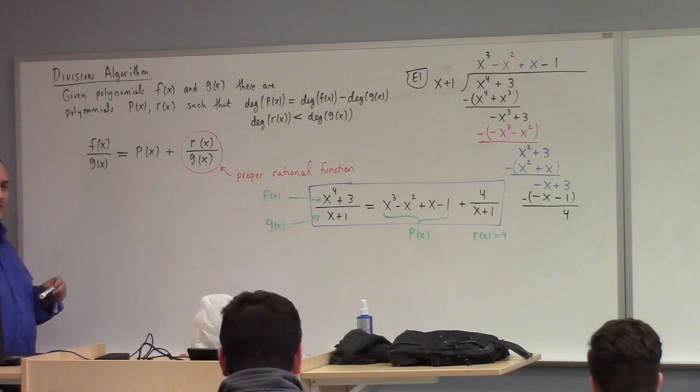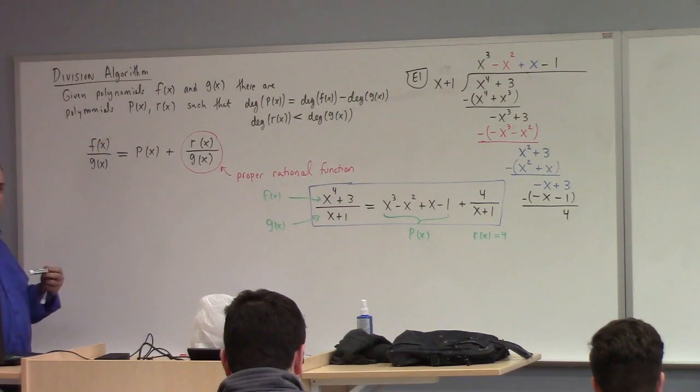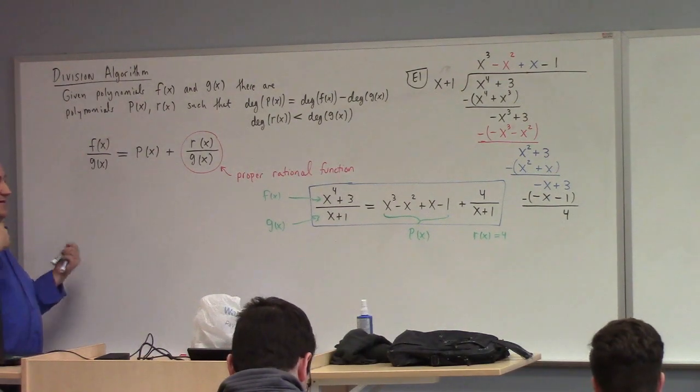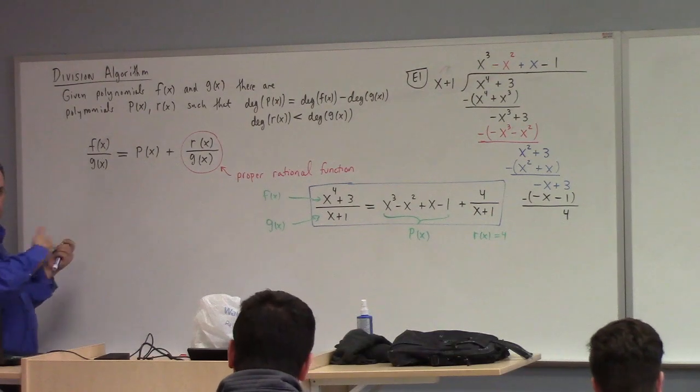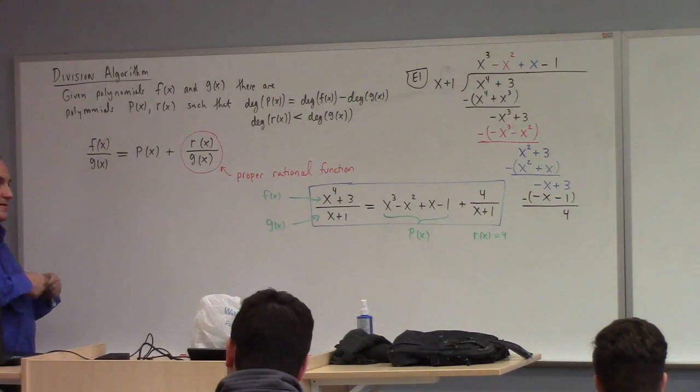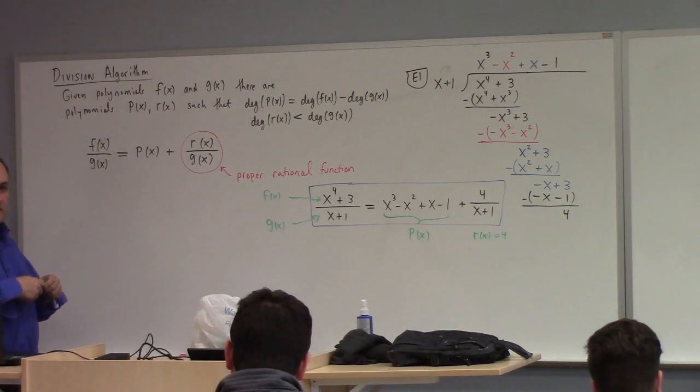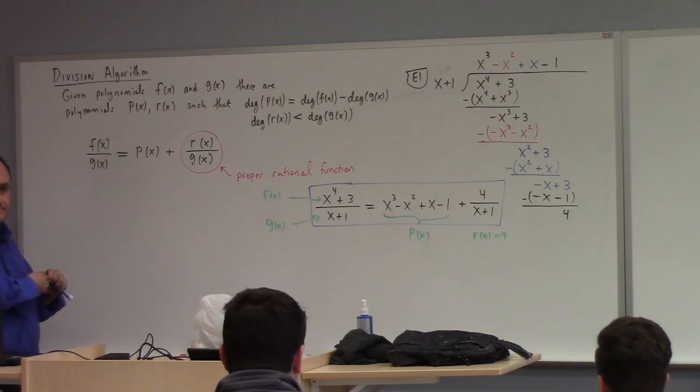There's one homework problem that's like this, I think problem 59. I ask you to find p of x and r of x such that this is all happening. All I'm asking you to do there is to do long division and interpret it. All right? Any questions? Yeah.